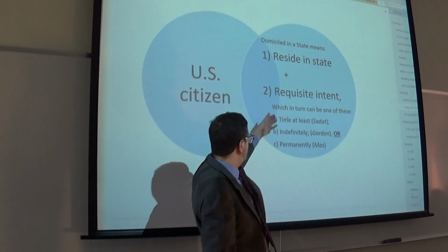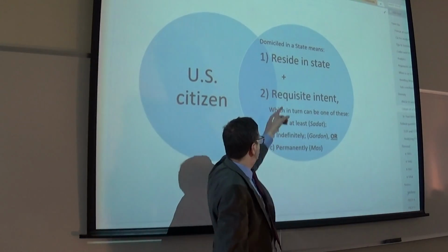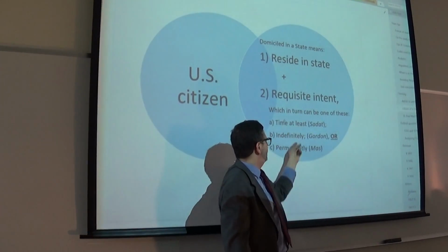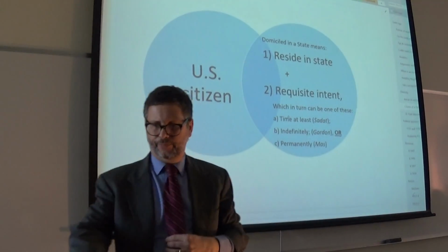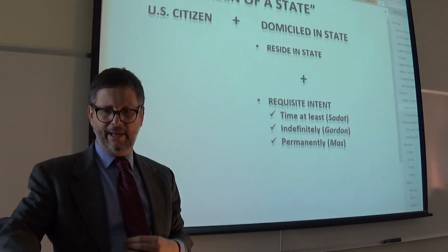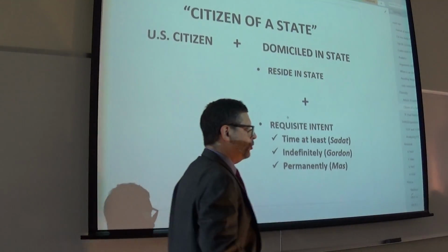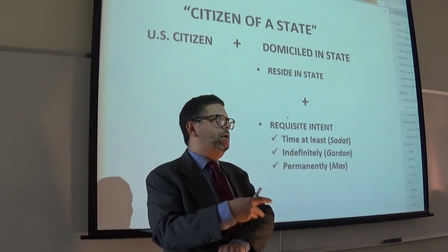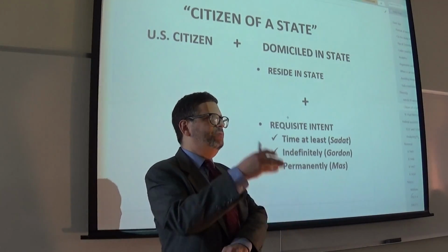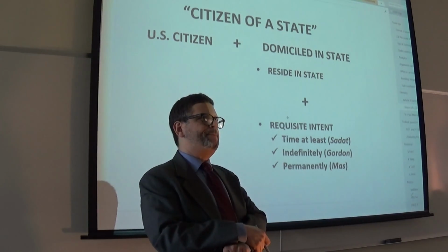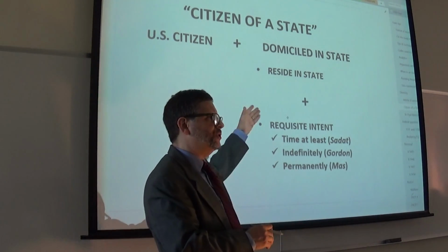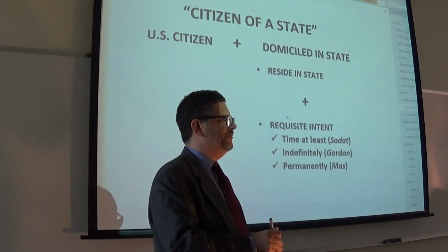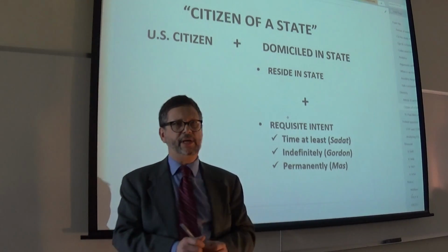This slide, of course, just fleshes out what I just said. Domicile is reside in state, requisite intent. And that second requirement has three approaches. And another way of looking at it is like this. Now, you'll remember we did this in the very first week or two of class. This is a model on how to structure the issue of citizen of a state, right? You'd have to address all these things just to determine whether a particular individual is a citizen of a particular state.